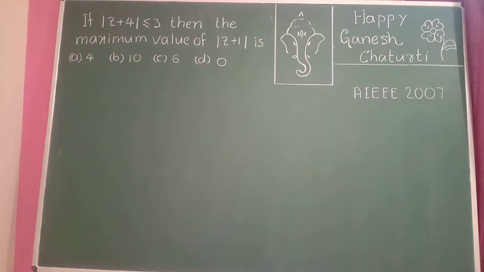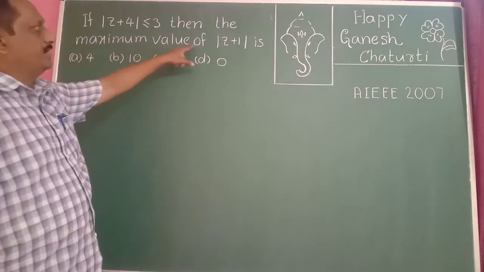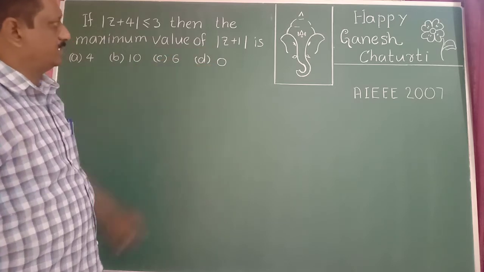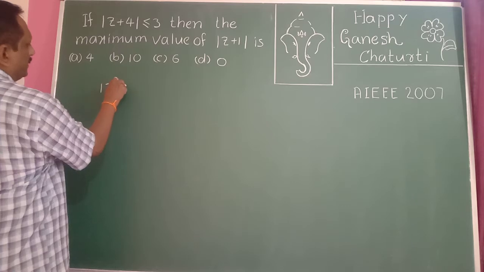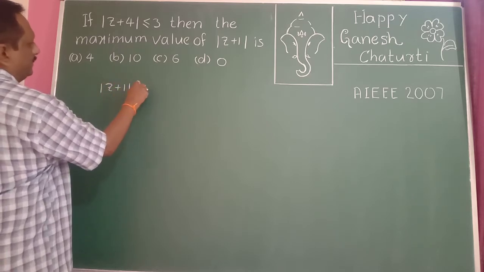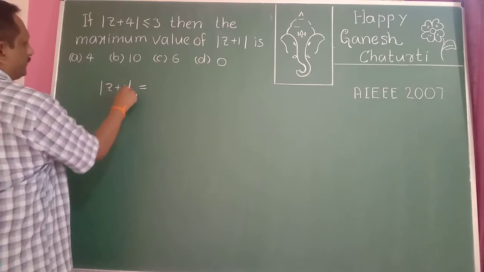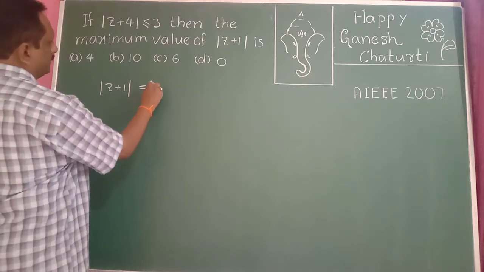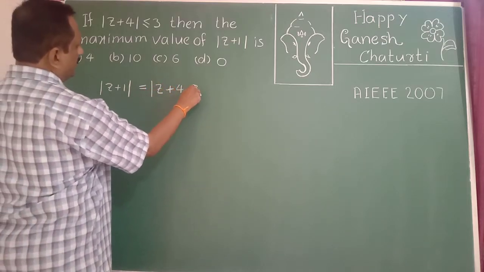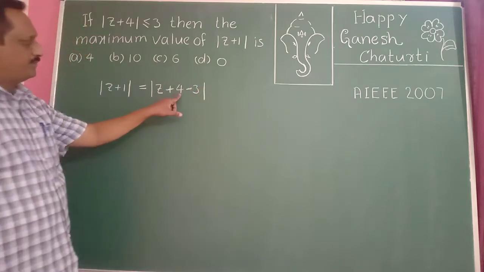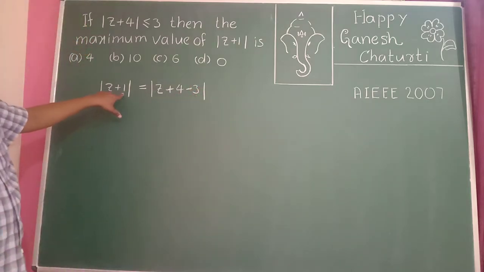So very simple example here. If modulus of z plus 4 is less than or equal to 3, then find the maximum value of modulus of z plus 1 here. So modulus of z plus 1 can be written as modulus of z plus 4 minus 3 here. Here 4 minus 3 gives 1.